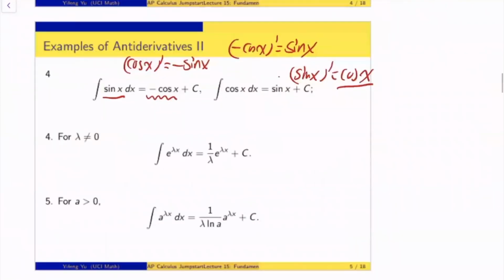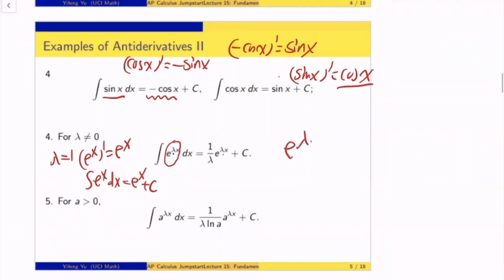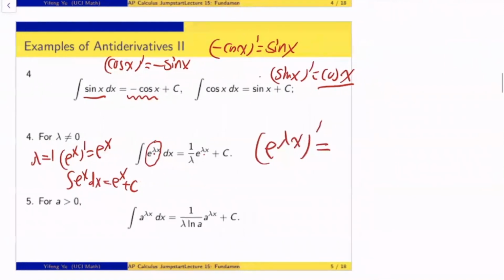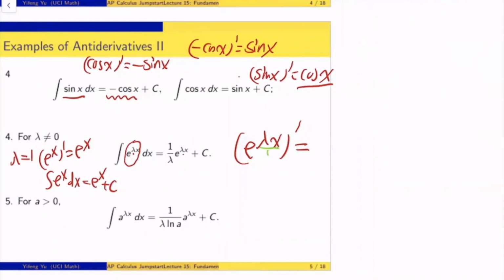And here, okay, we want to find the derivative of e^(lambda x), right? For lambda equal 1, we know the derivative of e^x is just e^x itself. So the antiderivative of e^x is just e^x plus a constant. Now, if you have a parameter lambda here, if you take the derivative by the chain rule, you can see this as y. If you apply the chain rule, you will see this equals e^(lambda x), and you have to multiply it by lambda because when I take the derivative of lambda x, you get lambda.